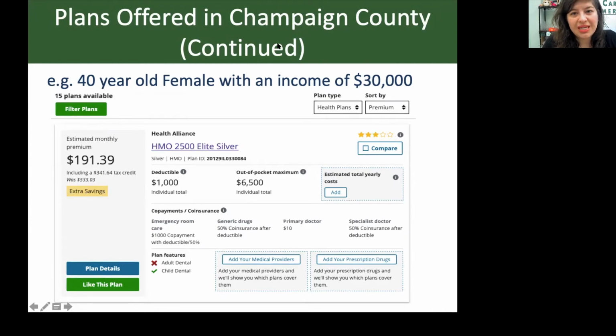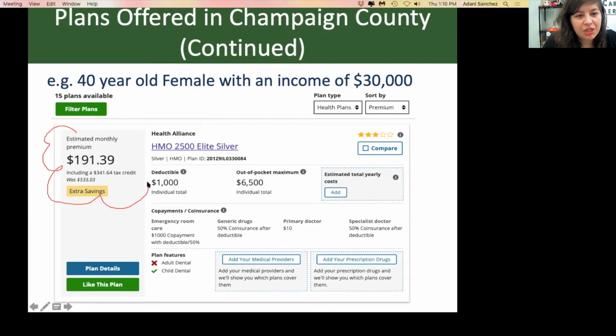And now we can see that we're still going with our same example, a 40-year-old female with an income of $30,000. And now we've moved up to the cheapest silver plan. You can see here the premium is much higher than that bronze plan. The sticker price is much higher as well. And then she has also qualified for extra savings.